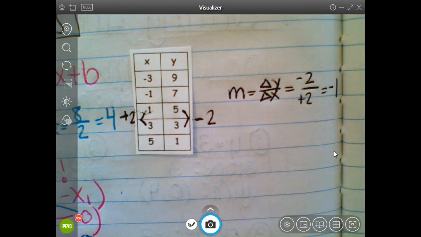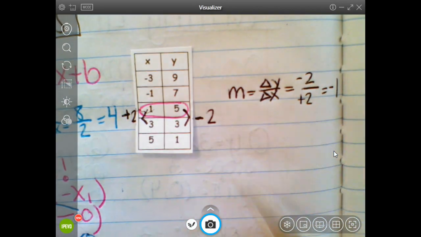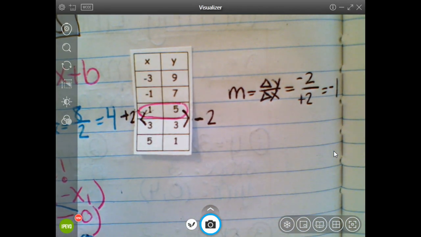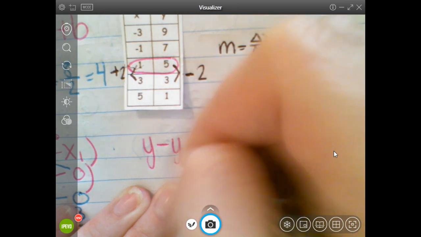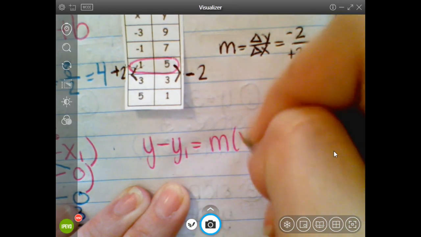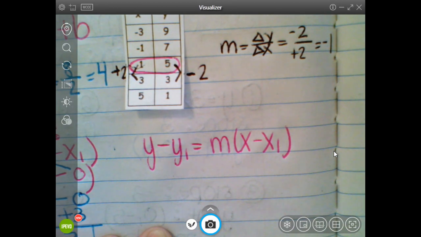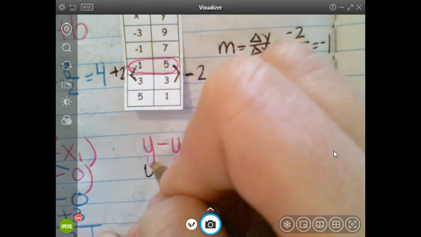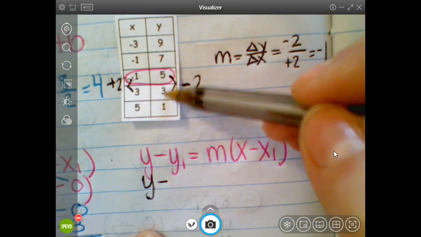Now, I don't really care which point you use, but I don't want to use some stuff with negative. So I'm just going to circle this one because it's the first one that's both positive, 1 and 5. Okay, so point slope. So here we go. So y minus y1 equals m times x minus x1. All right, let's plug in. So y minus, what y value did we choose? Well, the y value we chose was 5. That's what I circled.